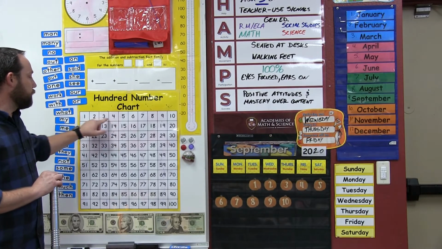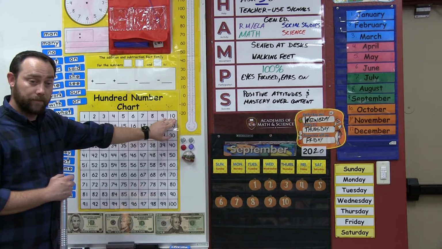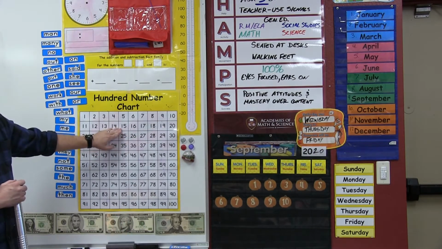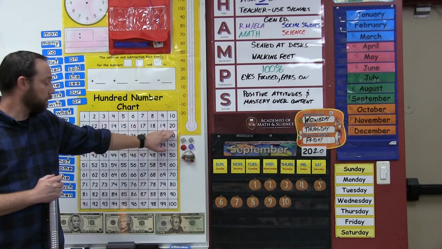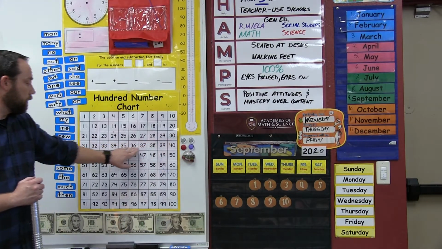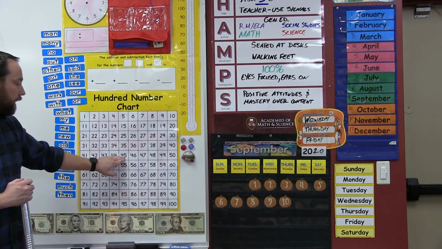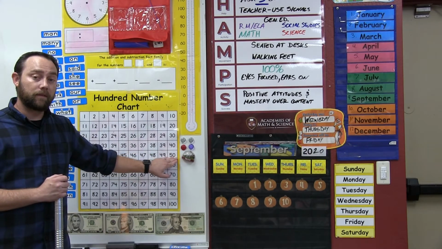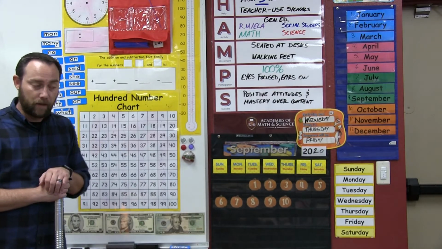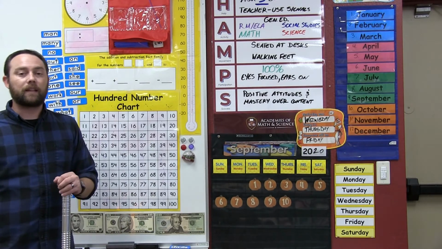So instead of going 1, 2, 3, 4, 5, we're going to start at 5, and then go to 10, and then 15, and then 20, and then 25, and then 30, and 35, and then 40, and then 45, and then 50. Okay, we're only going to go to 50 today. We're just practicing counting by 5s because I know you guys were working on this in kindergarten.